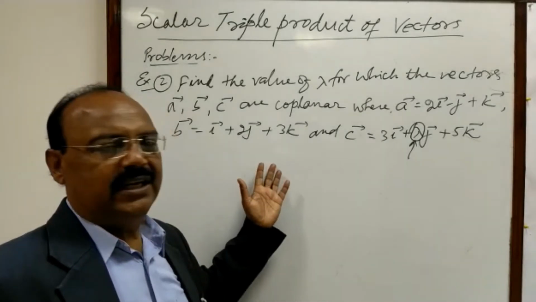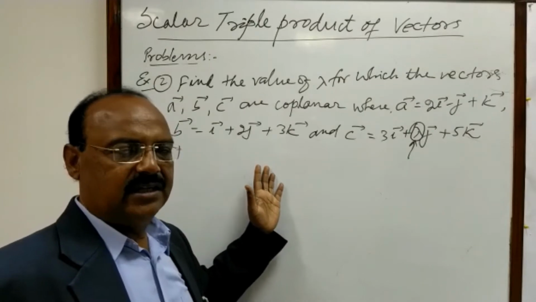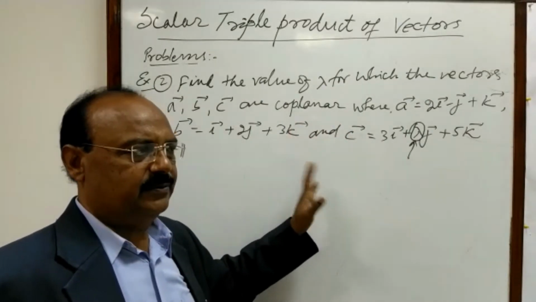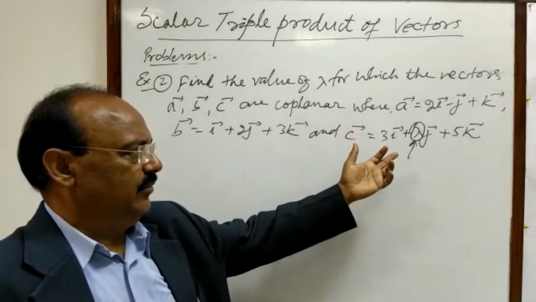So the process will be the same. We have to find out the scalar triple product of these three given vectors, and we have to equate that expression with 0 to get the value of lambda.